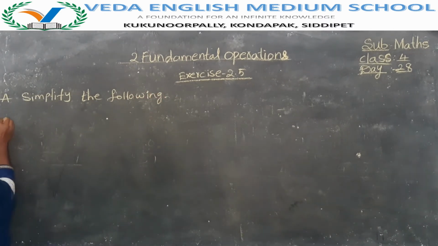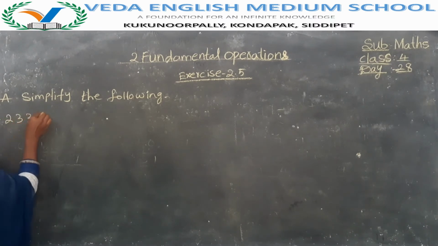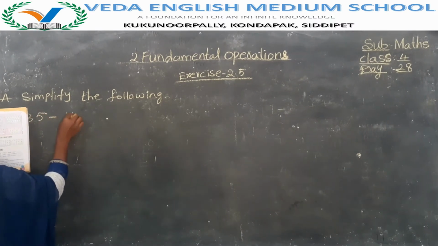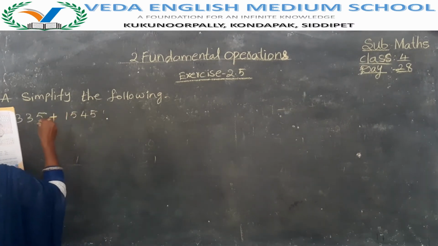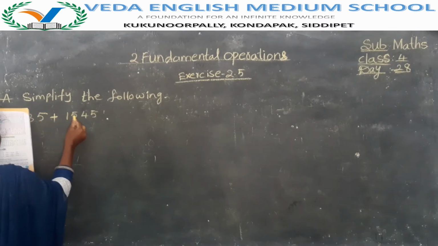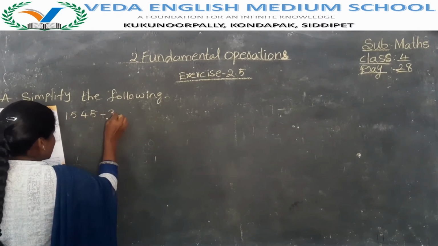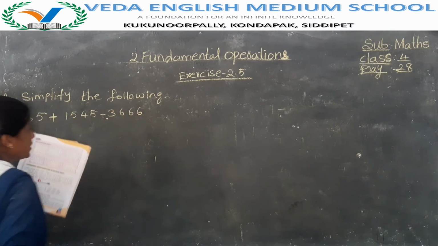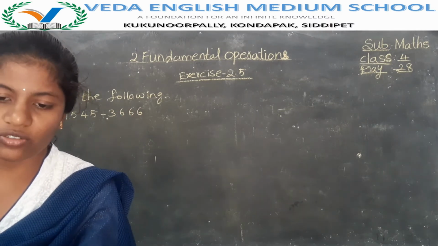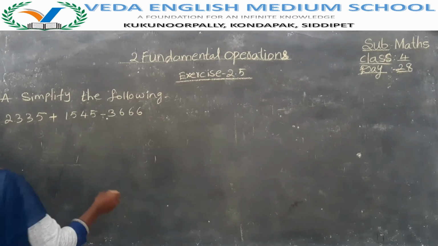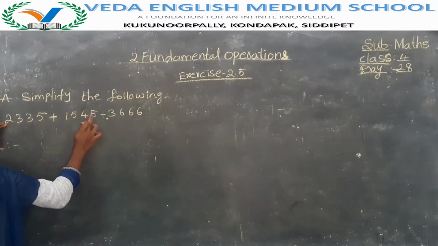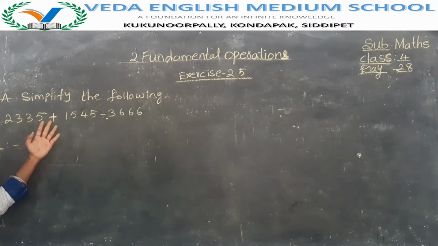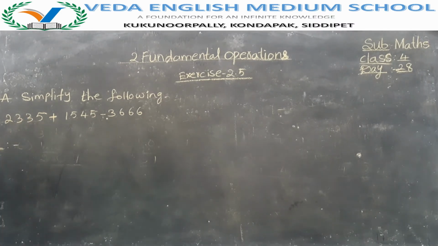First question, 2335 plus 1545, sorry, here only plus. 2335 plus 1545 minus 3666. It is the first question. Now we will find the solution for the first question. Now, solution. First, 2335 plus 1545. Between these two numbers we have addition symbol. So we have to do addition.